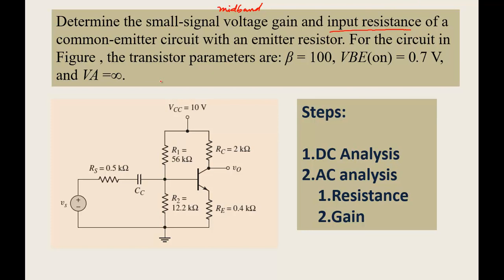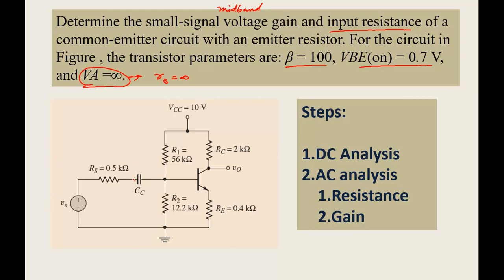Okay, and beta is given as 100, VB is given as 0.7 volts, and VA is infinite. VA is infinite means that R naught is basically infinite. So no output resistance of the transistor must be considered here. Now we can look at the circuit here, the external capacitors are there.